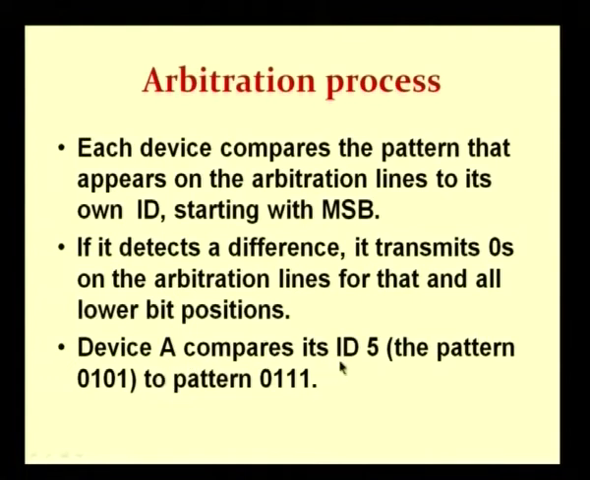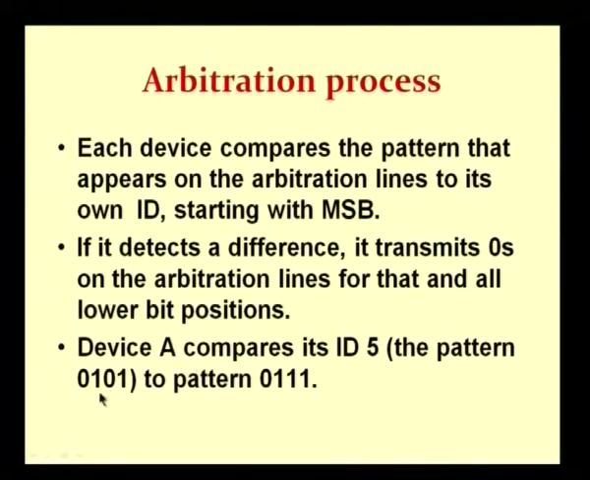Now, device A compares its ID 5, which is 0101, with the pattern that is there on the bus, 0111. So you can see where the difference starts. From the most significant bit position, 0 and 1 are the same. But in the second least significant bit position, there is a difference. So, what will A now put out?